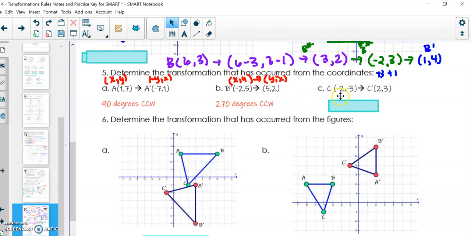If we look at C, negative 2, negative 3 became positive 2, positive 3. The signs are the only thing that changed. The order didn't change. So that's 180 degrees.